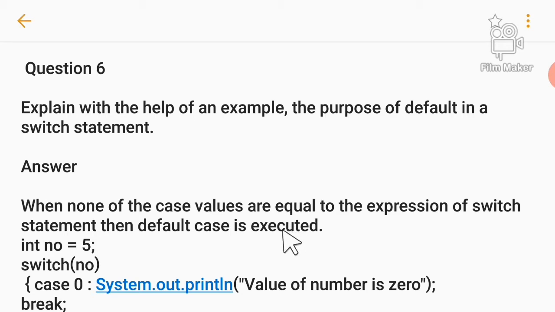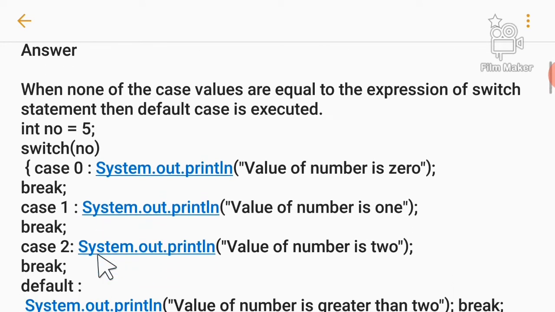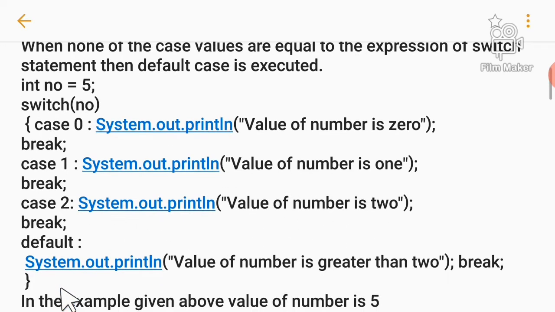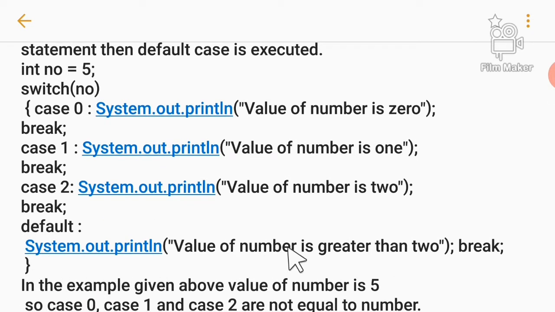So here you see the variable no is initialized with the value 5, and switch(no) is here. No is a variable which is specified with the switch, and then case 0 is here, which has the print statement "value of number is 0". Break is there. Case 1: System.out.println "value of number is 1". Then break. Case 2 is here: System.out.println "value of the number is 2". Then break is here. Then the default has "value of the number is greater than 2", and then there is also a break.